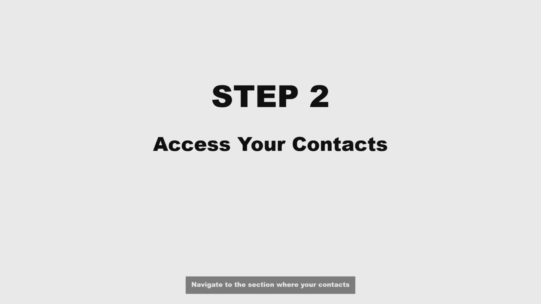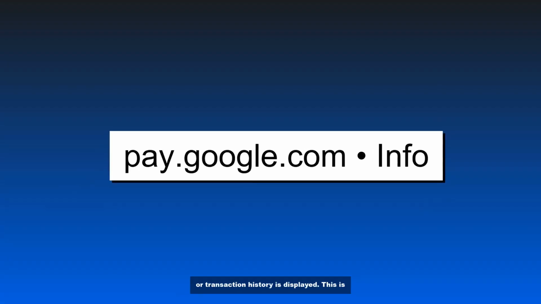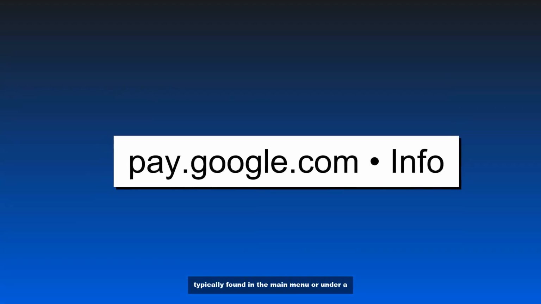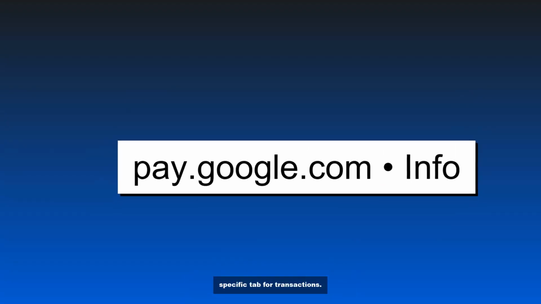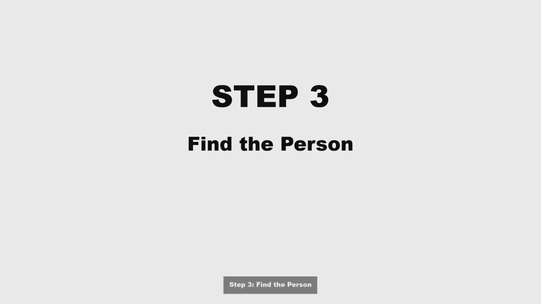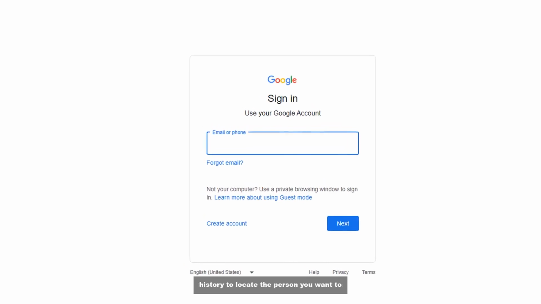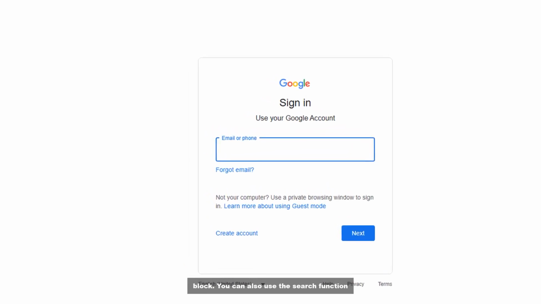Step 2. Access your contacts. Navigate to the section where your contacts or transaction history is displayed. This is typically found in the main menu or under a specific tab for transactions. Step 3. Find the person. Scroll through your contacts or transaction history to locate the person you want to block. You can also use the search function if available.